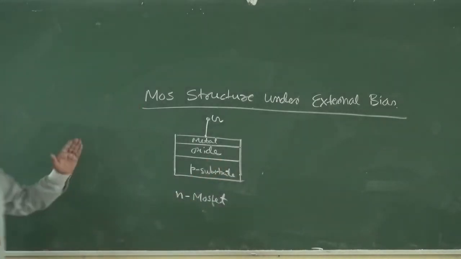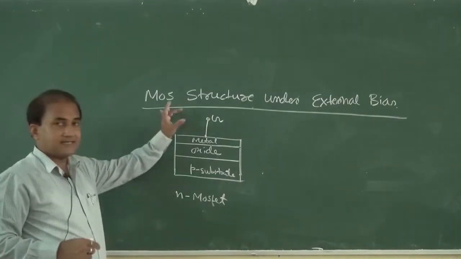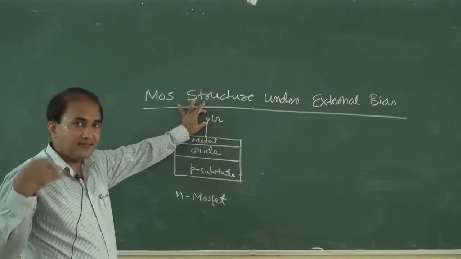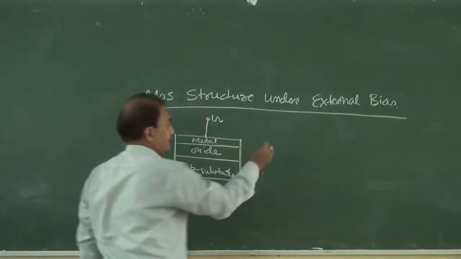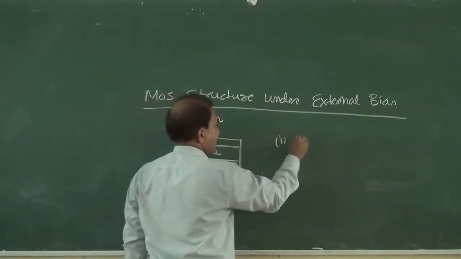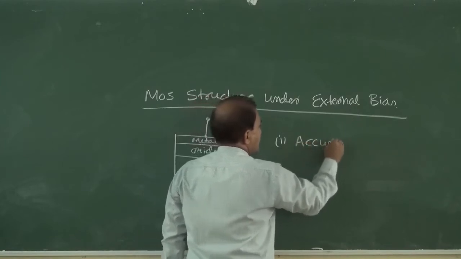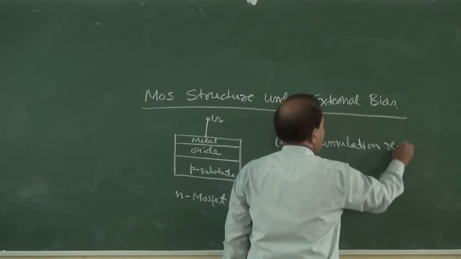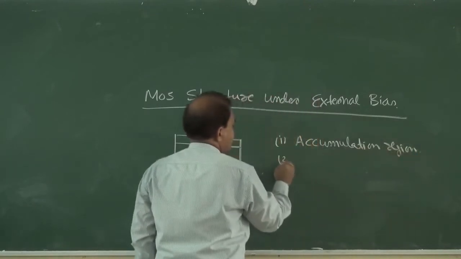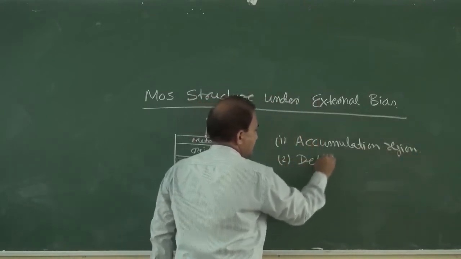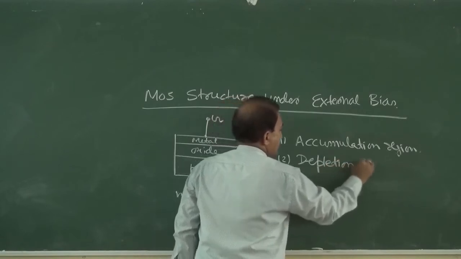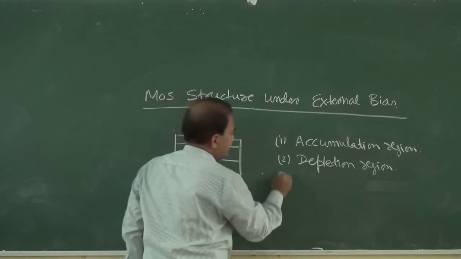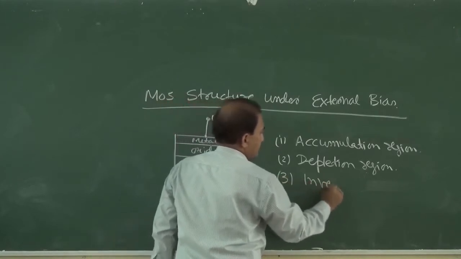Okay. So depending on the voltage that is applied to the gate terminal, three types of regions are created. First region is accumulation region. Second one is depletion region, and the third one is inversion region.